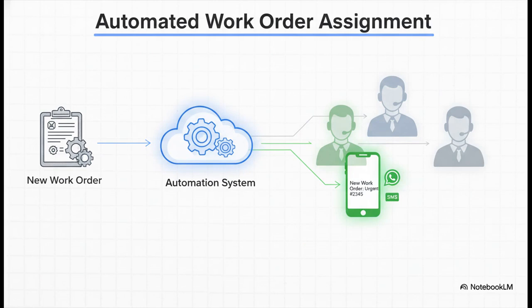And the loop doesn't just stop there. The second that work order is created, the system is smart enough to identify the right technician for that specific job, and bam, it sends an instant notification, like a WhatsApp message or an SMS, directly to their phone with all the details they need. The right information gets to the right person instantly.